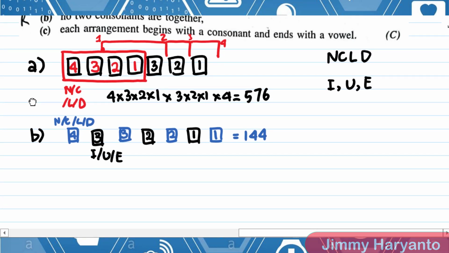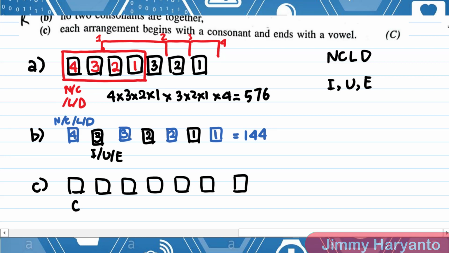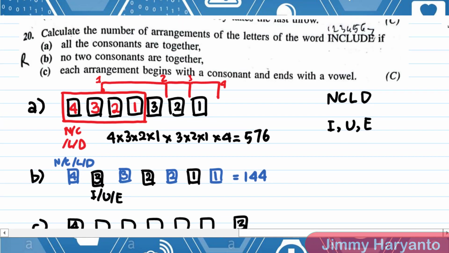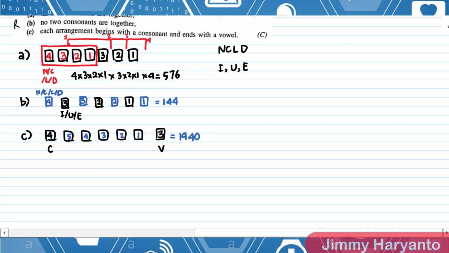Next is each arrangement begin with a consonant and end with a vowel. 1, 2, 3, 4, 5, 6, 7. Begins with consonant, ends with vowel. Consonant we have 4, vowel we have 3, and the rest is we have 7, right? 7 at the beginning. We already placed 2 of them, so there will be 5 left, 4 left, 3 left, 2 left, 1 left. 4 times 3 times 5 times 4 times 3 times 2 times 1, 1440 ways. Okay, this is for number 20.